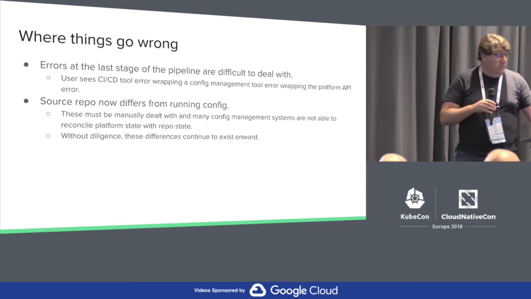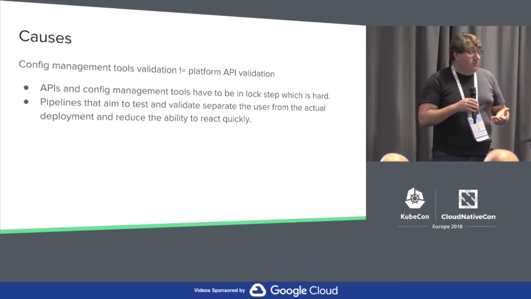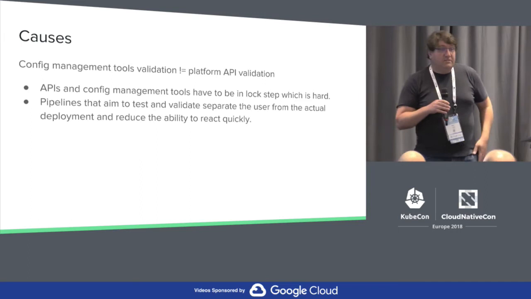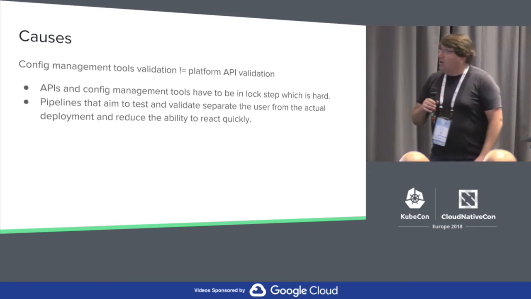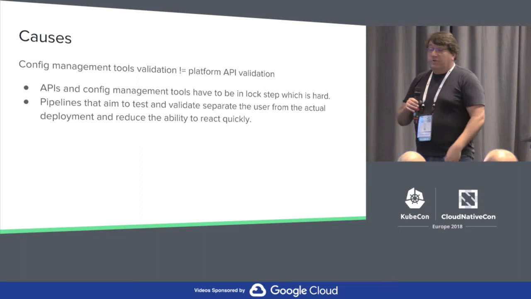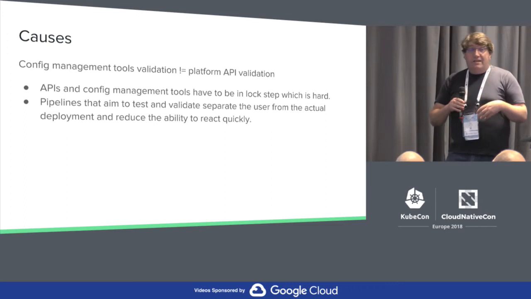Okay, so the causes of this is that your config management tools' validation do not match the API validation. And then pipelines that aim to test and validate separate the user from the actual deployment and reduce the ability to react quickly. So what we want to do is get that validation to happen as early in the process as possible. And if we can do that, then we don't have to go through these steps, and we can have a better guarantee that once it makes it through the CI/CD pipeline, it will apply.